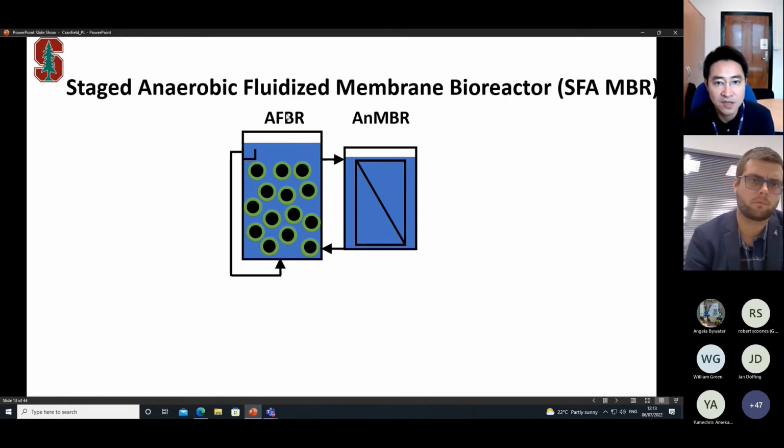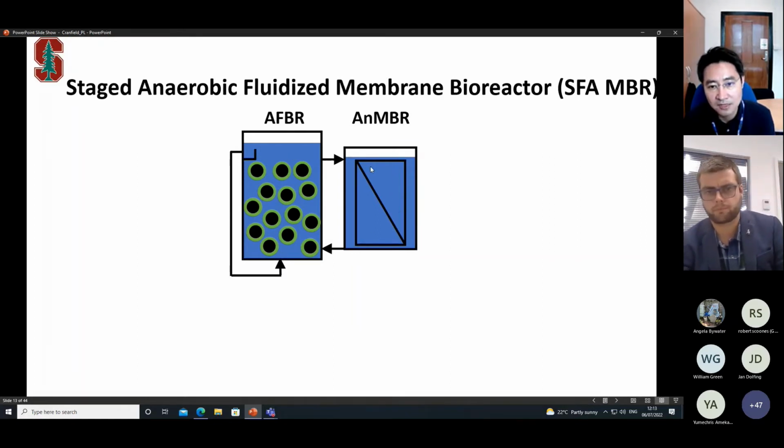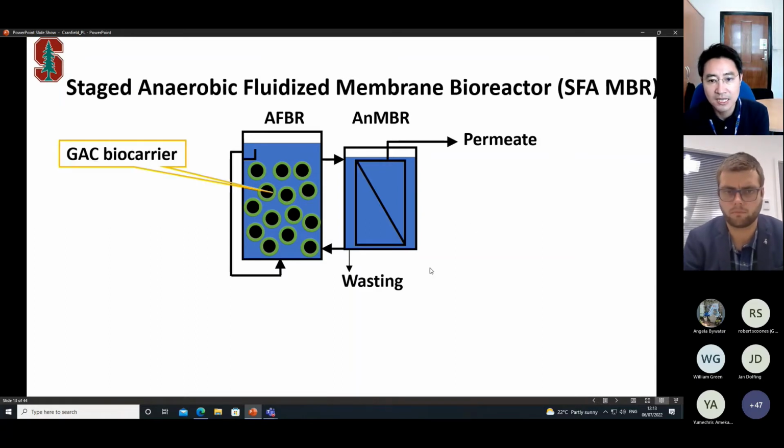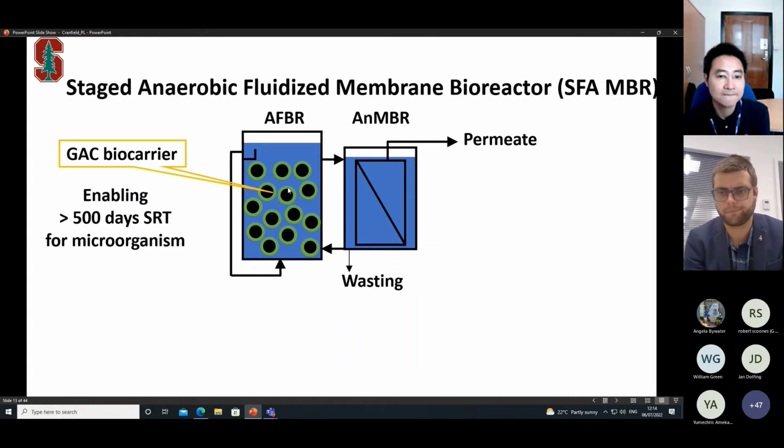So this is a fluidized membrane bioreactor, with a membrane in the second side stream. Then we use biogas scouring for fouling control. But the thing is, we really have to create a good biofilm for the bacteria to survive here. So you get a good permeate, and you can have a GAC biocarrier inside.